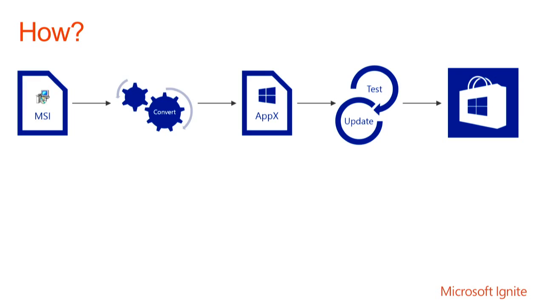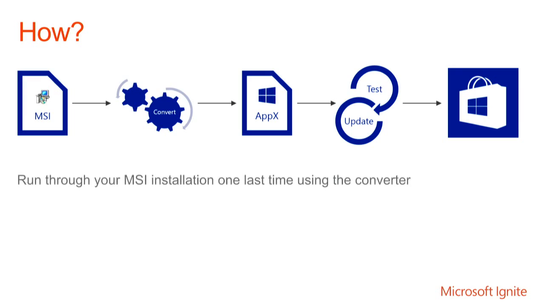So we'll start with an MSI installation file. And what you're going to be looking at doing is running through that installation one last time. Now, I say one last time a bit flippantly. Chances are you're going to want to still maintain your Windows 7 user base. So it might not be the last time that you run it.